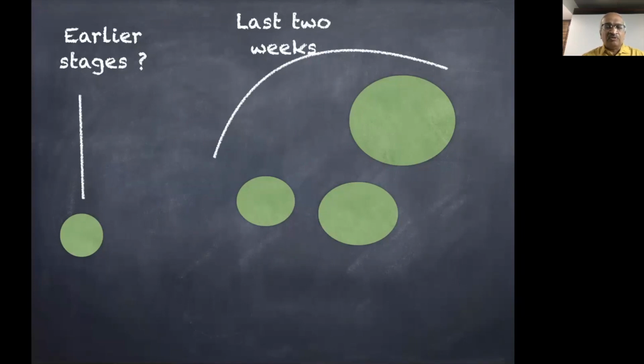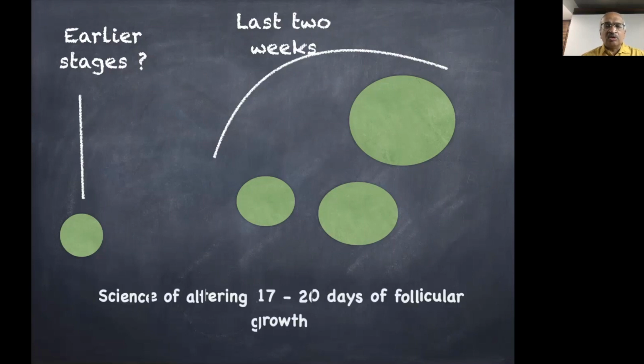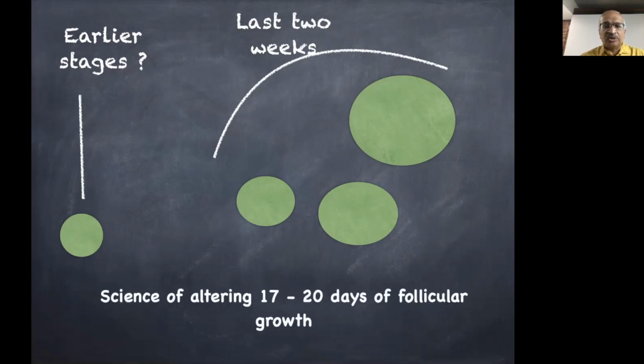But once the follicle gets recruited from the preantral stage onwards for the pre-ovulatory stage and the process of ovulation, it is the whole process of about 17 to 20 days of follicular growth. And that's the follicular growth we are talking about. Gonadotrophins are essentially used for ovulation induction or ovarian stimulation for this particular period of follicular growth, and our whole science of IVF and reproductive medicine revolves around these days of follicular growth.